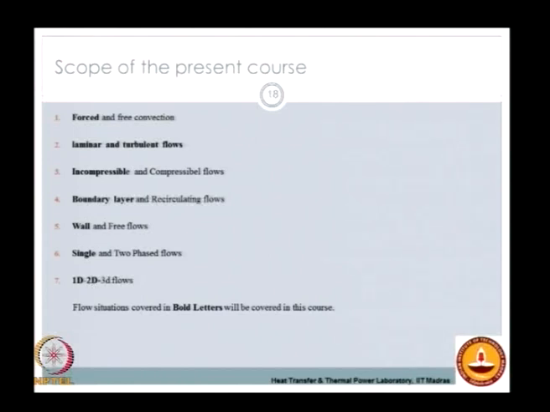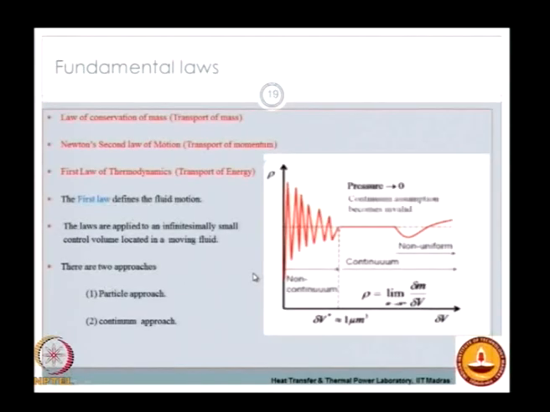So the flow situations which are in bold letters will be covered. Of course, I think this is a mistake here. Free convection should also be in bold, and therefore these situations will be covered in this particular course.